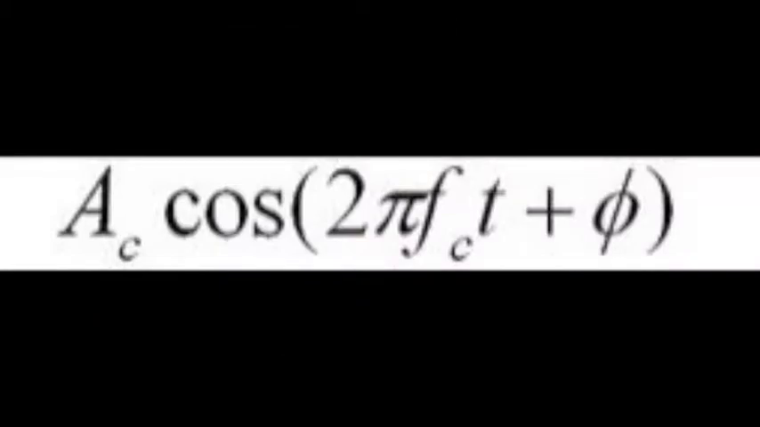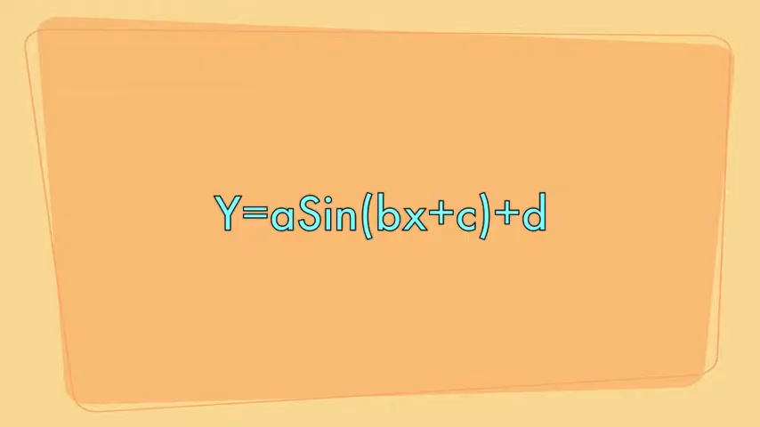So let's take a look at the basic equation for a sinusoid. That's a lot of numbers! Okay, here's a simpler version of the equation. y equals a sine(bx plus c) plus d. It's still a lot of numbers. Okay, don't worry, I'll take you through the equation step by step.